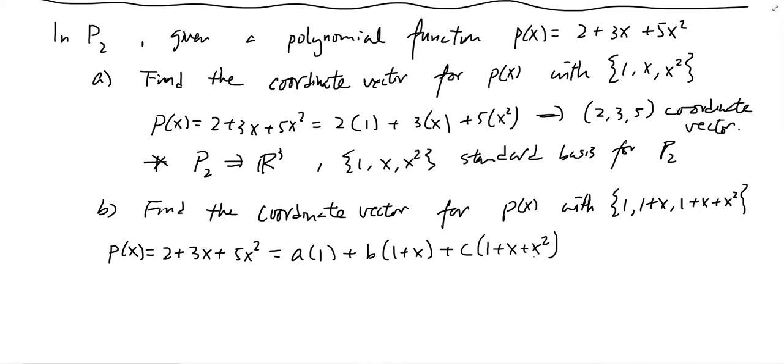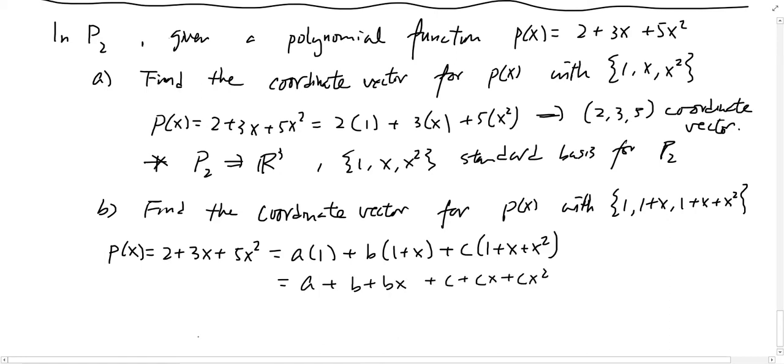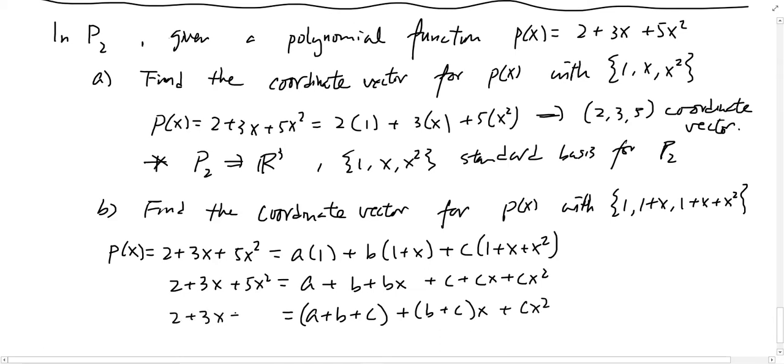So if you didn't see the similarity with the last problem, let's continue. On this side I will have a plus b plus bx plus c plus cx plus cx squared. And that's equal to 2 plus 3x plus 5x squared. Now I'm going to collect all the like terms together. Notice that a, b, and c are all constants with no x attached. And b and c both have an x in them, bx and cx, so I'm going to factor out an x. And then we just have one term with x squared, cx squared. And that's equal to 2 plus 3x plus 5x squared.